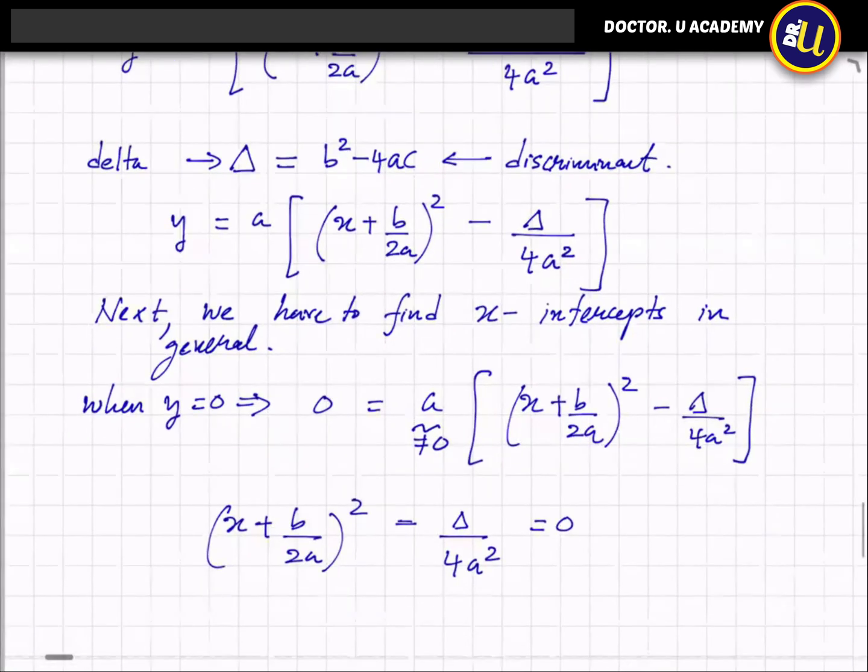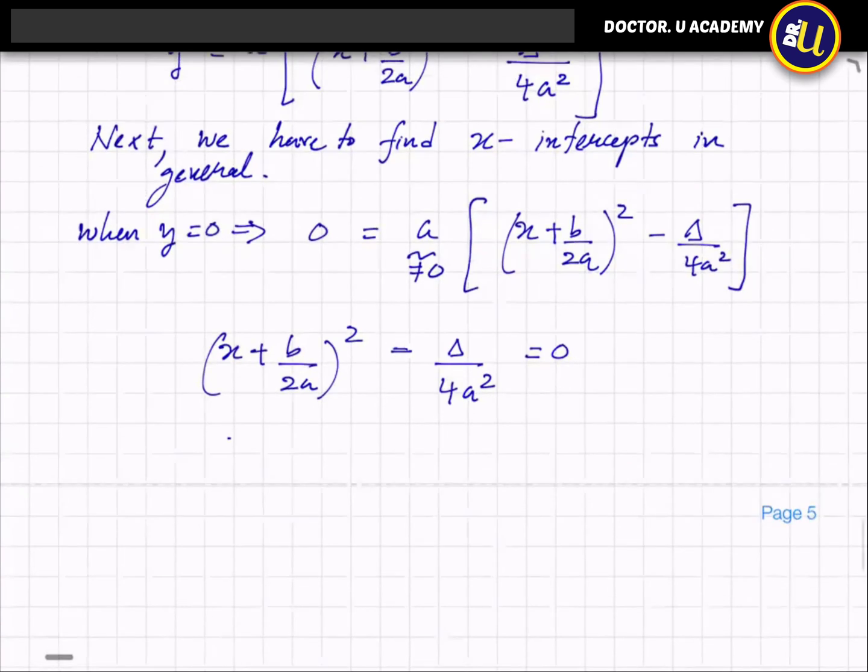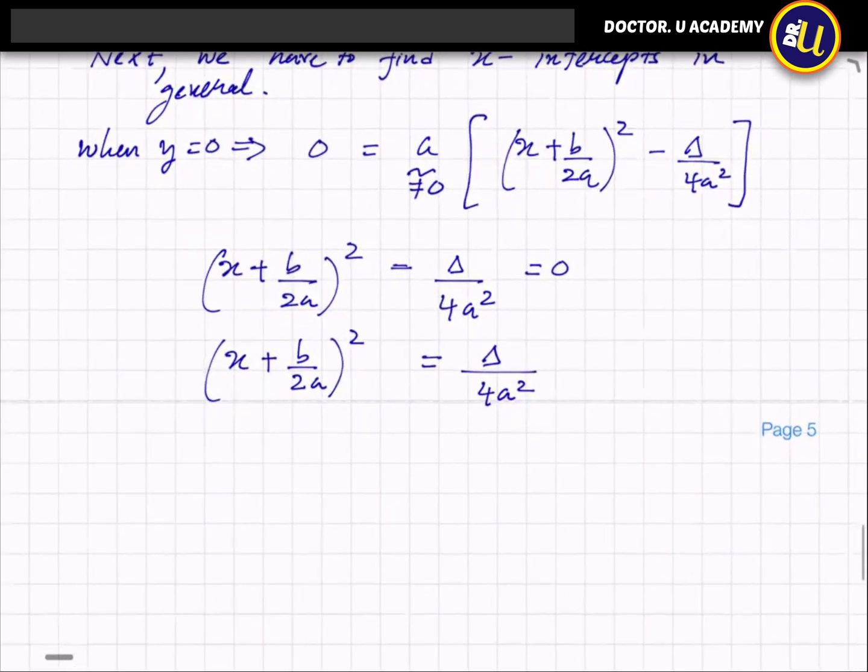So now we have to find the x intercept. That means we have to solve this. What I will do, I will take the minus delta divided by 4a squared to the other side. So that would be delta divided by 4a squared. Now you can take the square root of this one. So that would be x plus b divided by 2a. When you take the square root of this one, plus and minus comes into play. Square root of delta, and the square root of 4a squared is 2a.